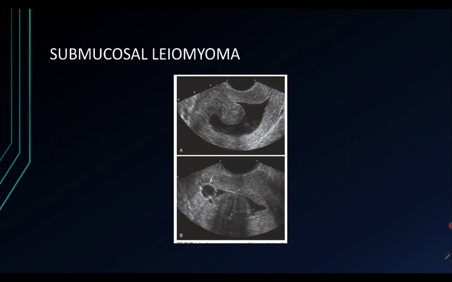Then this is an ultrasound of a submucosal leiomyoma. It originates from the myometrium and is bulging into the endometrial cavity. This is saline infusion sonography. After instilling saline into the endometrial cavity, it can easily delineate the submucosal myoma.